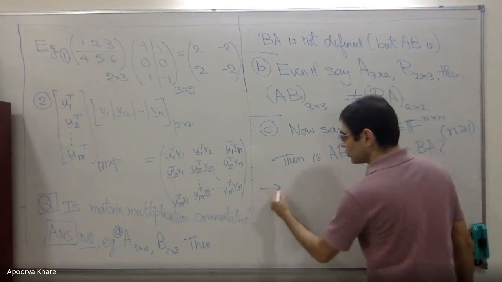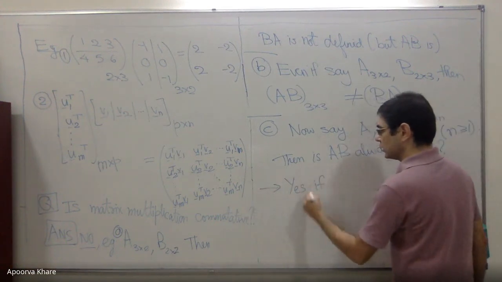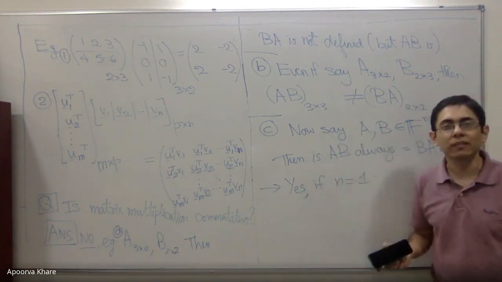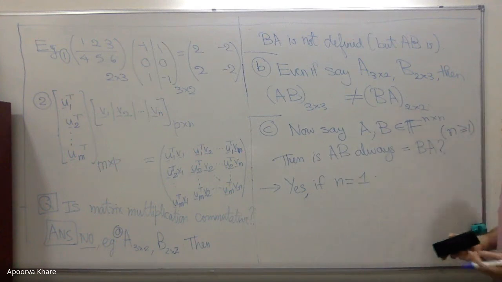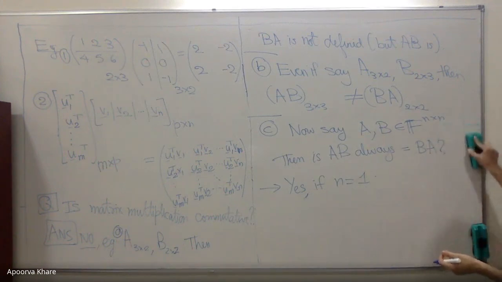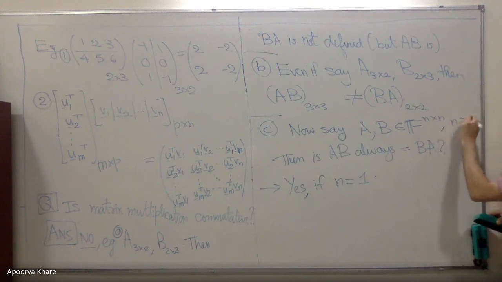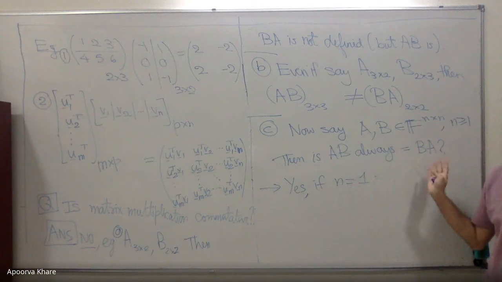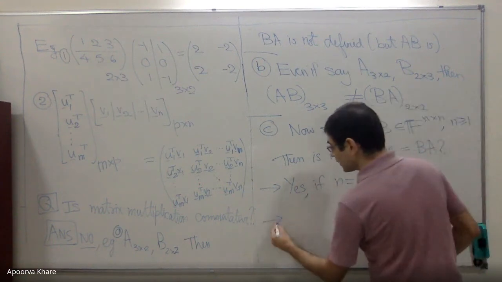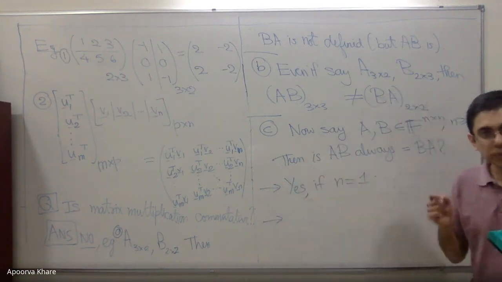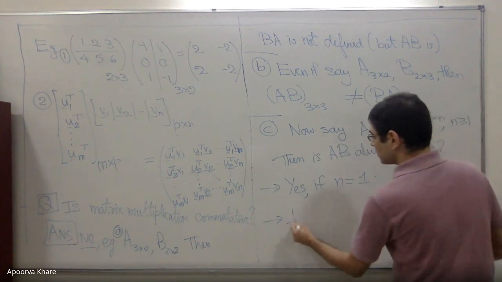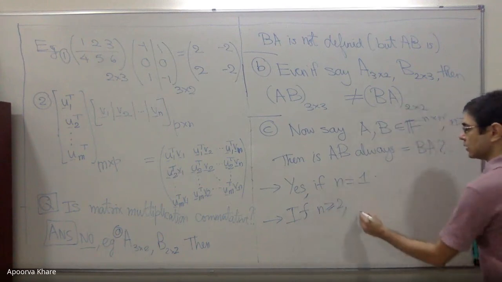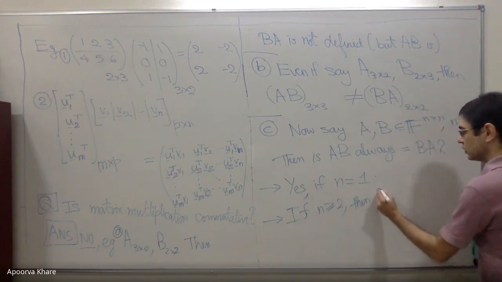So here again, of course, one answer is obvious. If n equals 1, then these are just 1 by 1, meaning they are just scalars. If they are scalars, then multiplication in the field is commutative, and therefore AB equals BA. But the question really is, what if n is bigger than 1? If n is greater than or equal to 2, then this is not true. Then the answer is no.